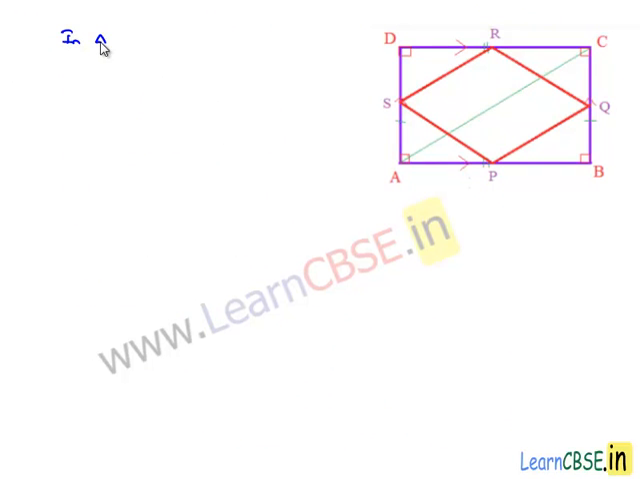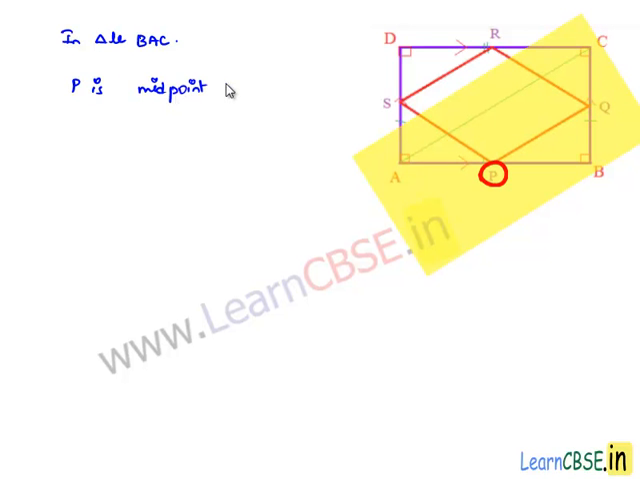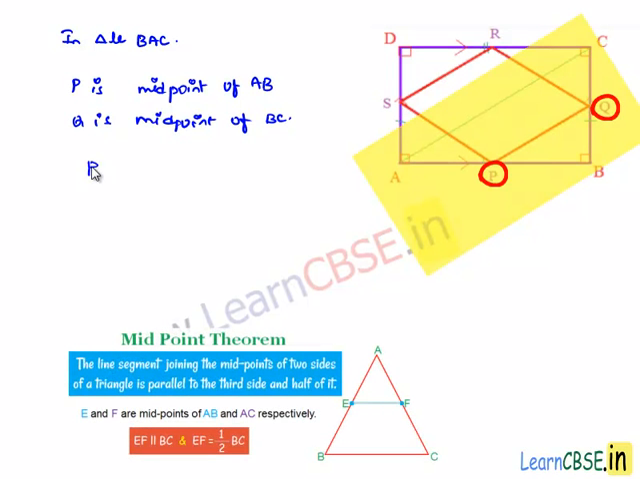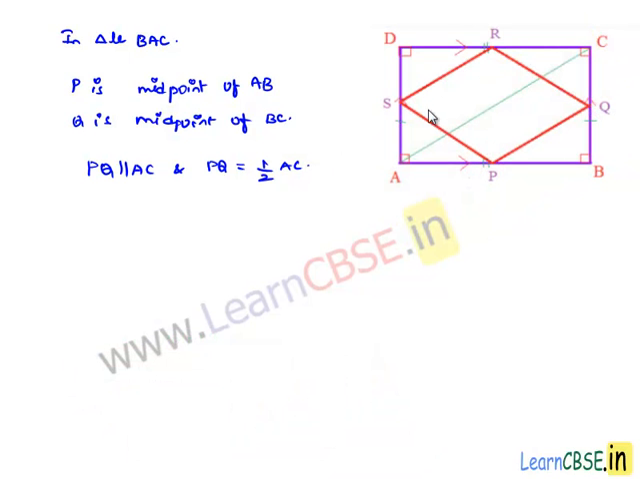Now in triangle BAC, P is the midpoint of AB and Q is the midpoint of BC. So by the midpoint theorem we can say that PQ is parallel to AC and PQ will be half times AC. Initially, when we considered triangle DAC, we got that SR is equal to half AC, and here we got PQ is equal to half AC. So we can say SR is equal to PQ.